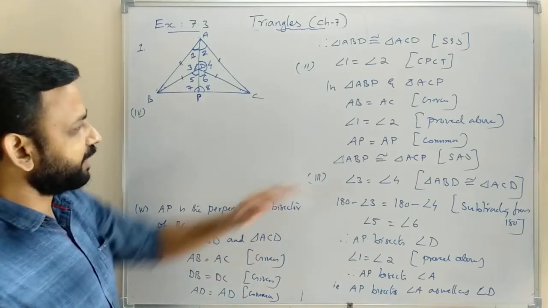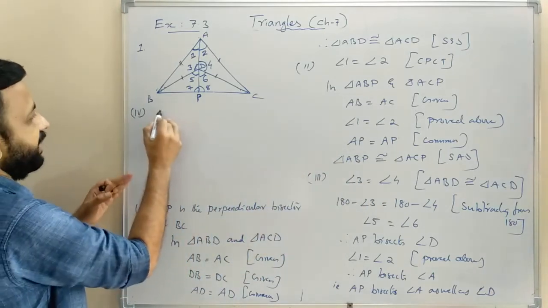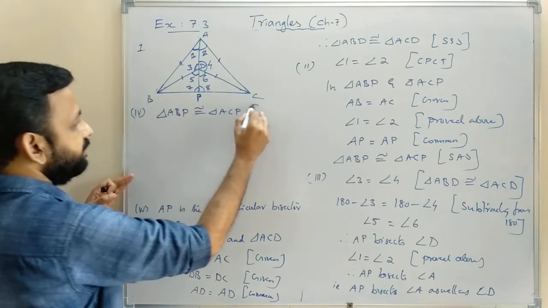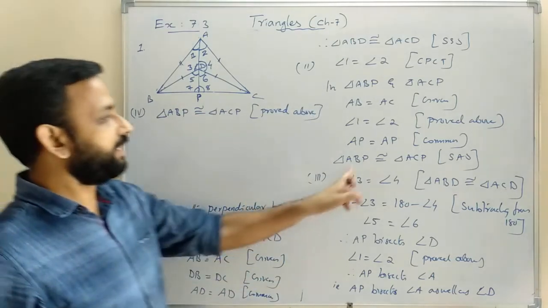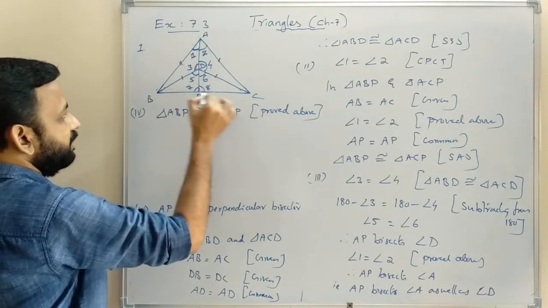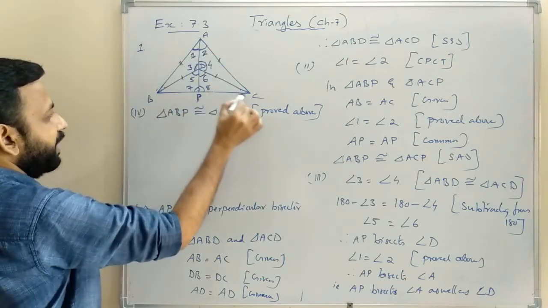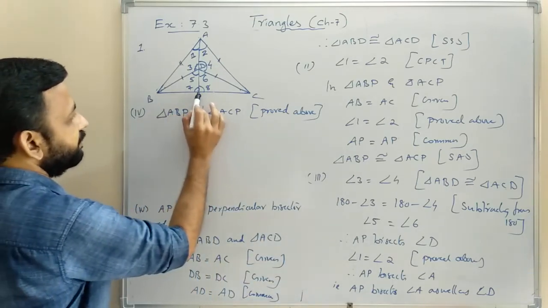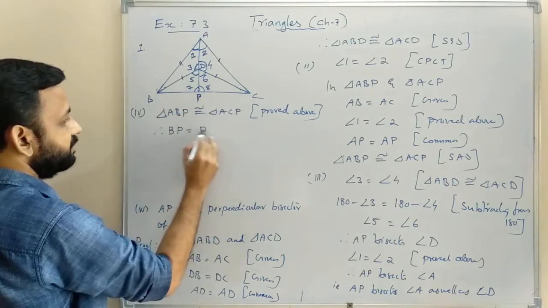So here in the second part we proved triangle ABP congruent to triangle ACP. So that statement we will write. Triangle ABP congruent to triangle ACP. Reason: proved above. And if triangle ABP is congruent to triangle ACP, then the corresponding parts are equal. So we can write BP equal to PC. Therefore, BP equal to PC. Reason: CPCT.